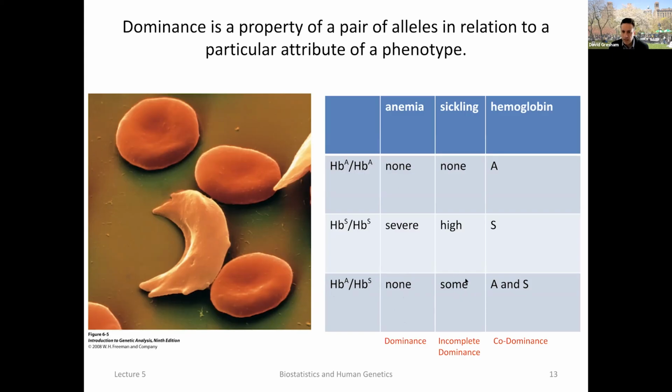In this case, because we have an intermediate phenotype, we call this incomplete dominance. And in this case, because we have both molecular phenotypes, both the mutant and the wild type form of hemoglobin are expressed, just like with the AB blood type, we refer to this as codominance, okay?